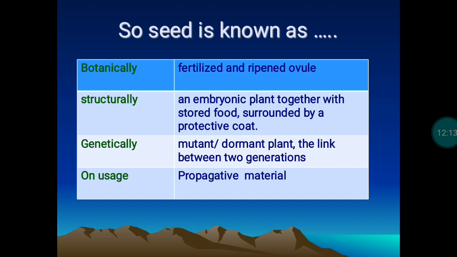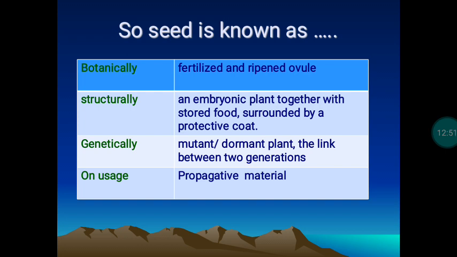But anyhow, from the structural biology point of view, the seed is defined as an embryonic plant together with stored food surrounded by a protective coat. Then I am coming to the definition given by the botanist. From the botanist's point of view, the seed is defined as a fertilized and matured or ripened ovule. Normally the ovules will be available in the ovary. Ovary is a female reproductive organ. Within that ovary, the ovule will be available.